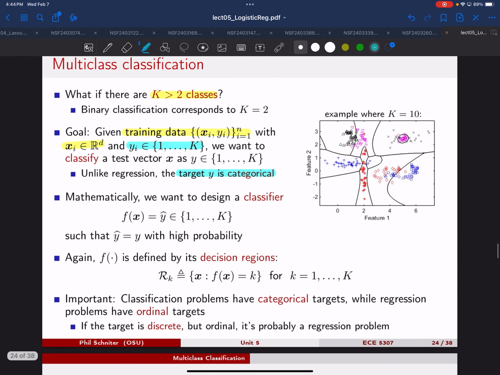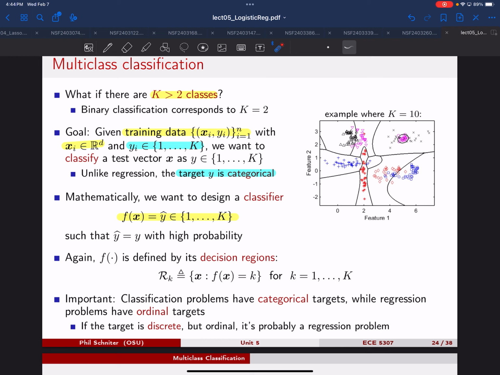Similar to the binary case, we want to come up with this function f that's going to return an integer from 1 through k, and we want that the y hat, what it returns, is close to the true y integer with high probability. And just as before, we can define decision regions, the set of x such that our classifier returns k. That's what those things are there.